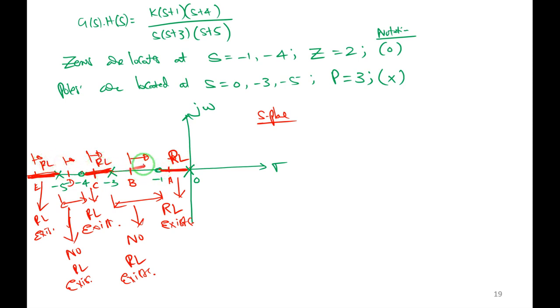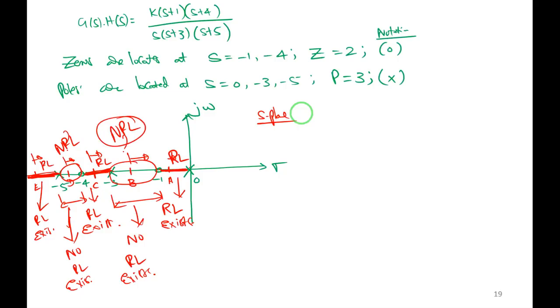From -1 to -3 there is no root locus. There is no root locus here. Here there is no root locus, right? So you can write NRL, no root locus. If you want, you can write like this, NRL. No root locus means NRL, right? I hope you are getting. If any doubts you can ask.